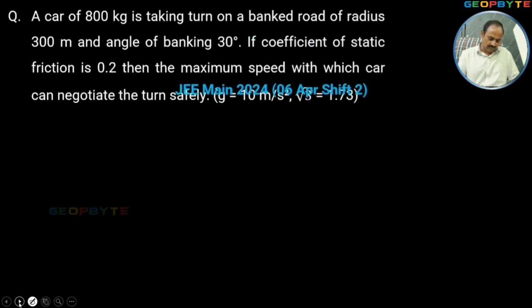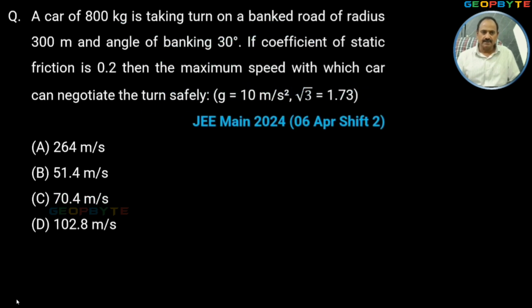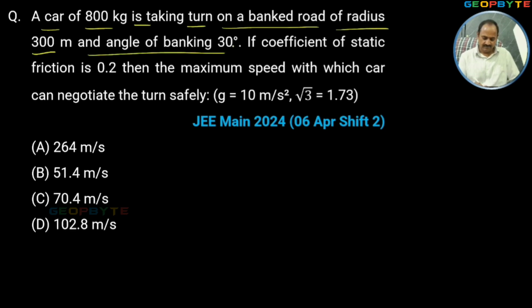Look at this problem. Try to read it clearly. It is given like this. A car of 800 kg is taking a turn on a banked road of radius 300 meters, and the angle of banking is 30 degrees.